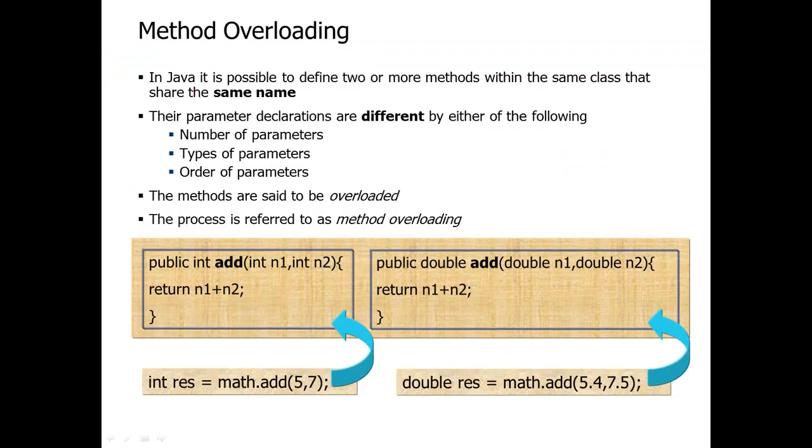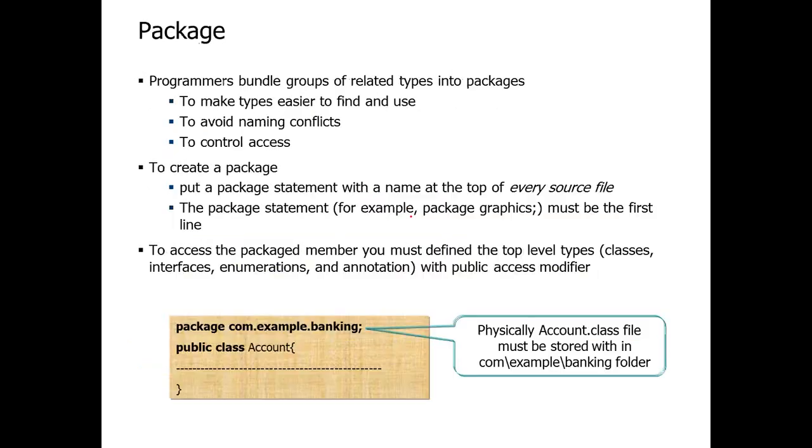In Java it is possible to define two or more methods within the same class with the same name. Their parameter declarations are different by the following: number of parameters, type of parameters, and order of parameters. If any of these three things changes, it is a valid overloading method. The methods are said to be overloaded. This process is referred to as method overloading.